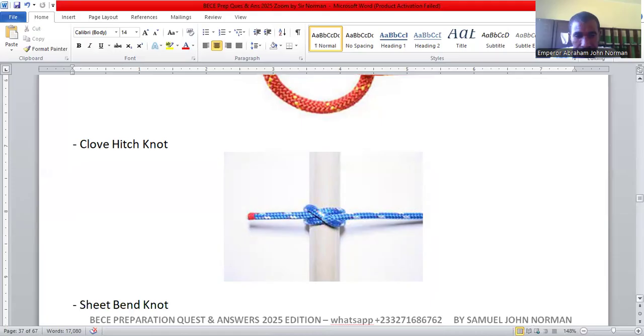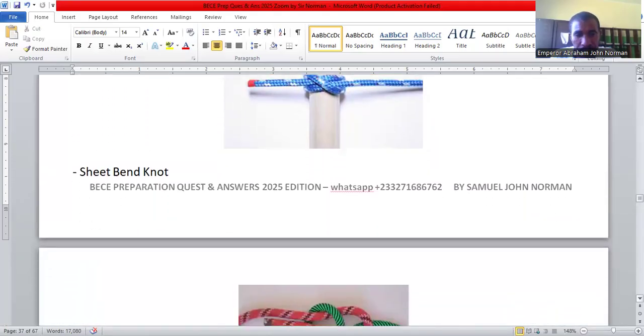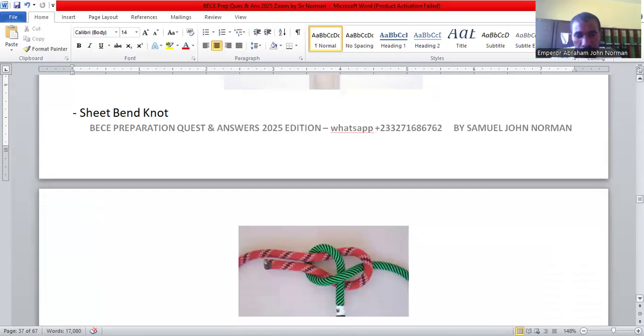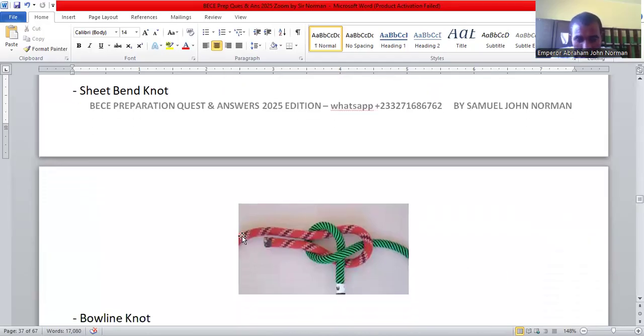Then you have the sheet bend knot. This is the sheet bend knot. You use one rope, you create a loop first, and then use another one. You pass through the back, and then push only one of the ends through the loop, and then you pull from both ends to knot very well.